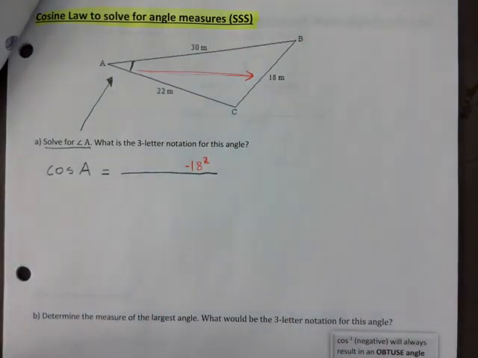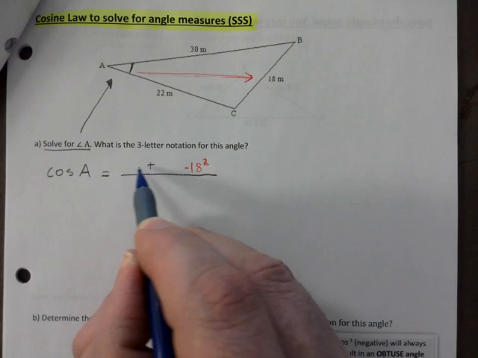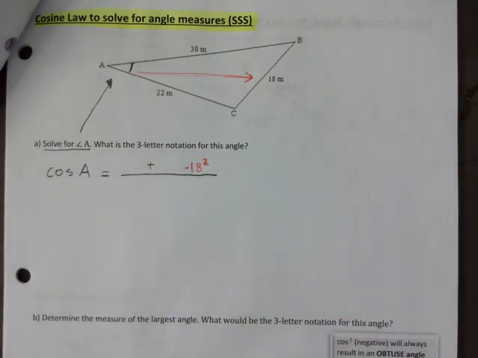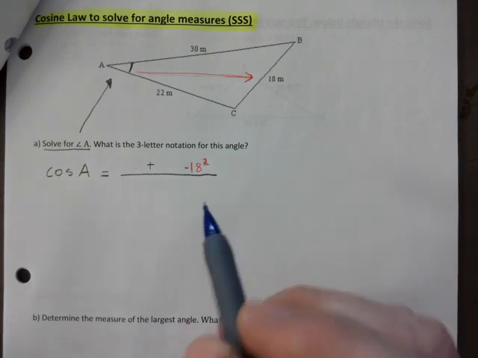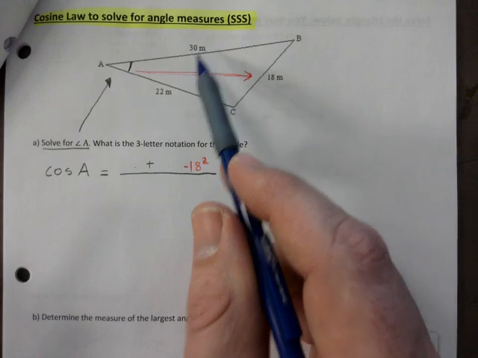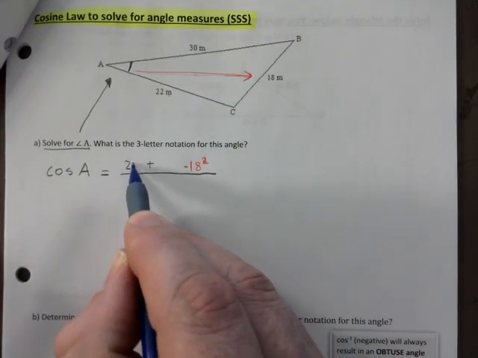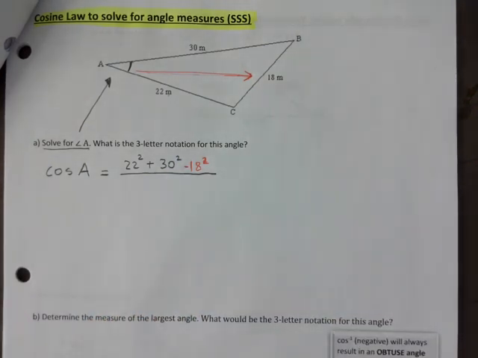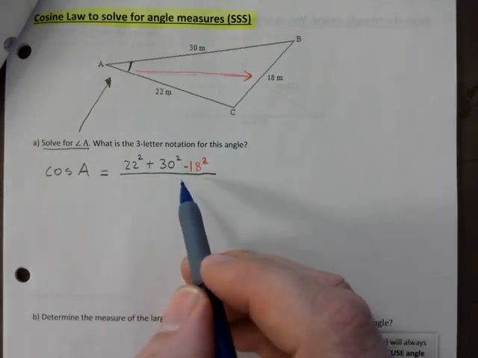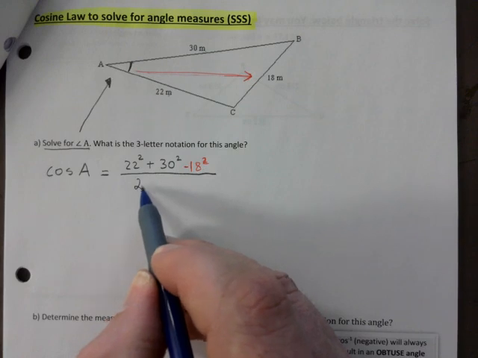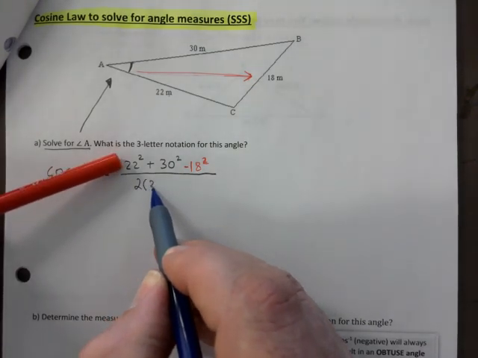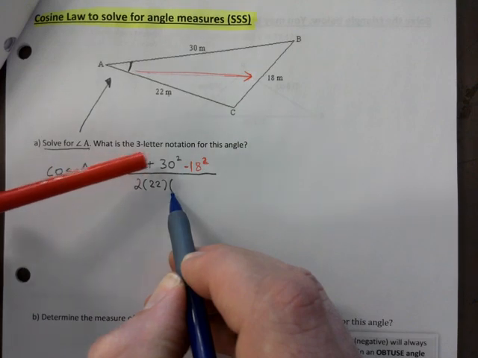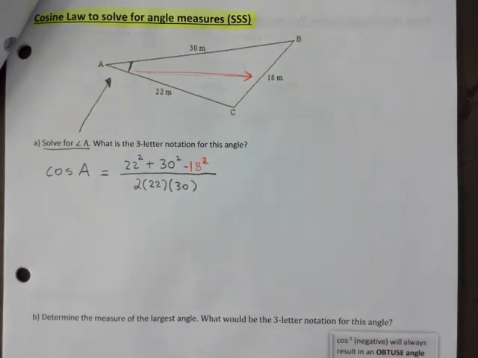There's always going to be two numbers adding and one subtracting, always. So you start with the 18 squared at the end. And then you take the other two, it doesn't matter which order, it does not matter. You take those and square them. That's what cosine law calls for. And then in the denominator, it's 2 times, guess what, the 22 times the 30. Just like that.